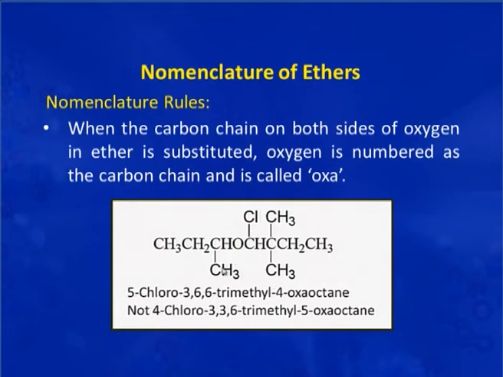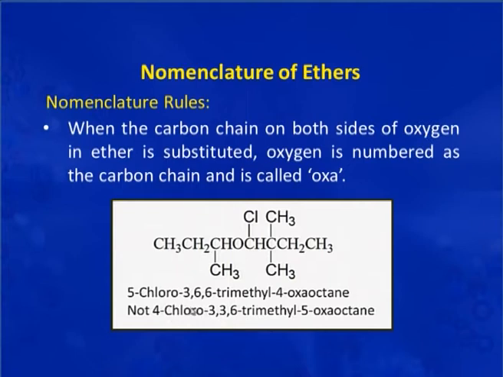Now, we have to give nomenclature to these molecules. Here you can see that this is a methyl group, these two are also methyl groups. So, the name given to the molecule is 5-chloro-3,6,6-trimethyl 4-oxa-octane. Now, the question arises, why are we naming the molecule as 5-chloro-3,6,6-trimethyl 4-oxa-octane? Why not the other way?